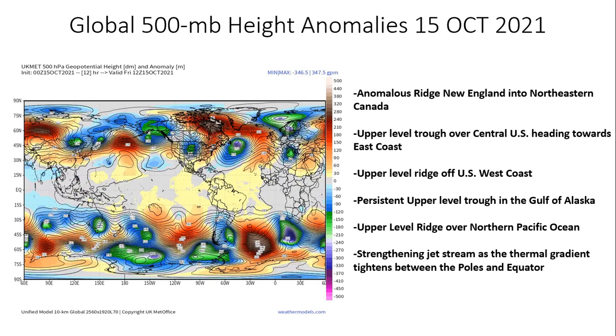I want to start off tonight's video with a look at the global 500 millibar height anomalies for the 15th of October 2021. 500 millibars is up at about 18,000 feet above the Earth's surface, by the way. Now, on the chart on the left, the greens and the blues generally indicate anomalously low 500 millibar heights, while the maroon and orange shadings indicate above normal 500 millibar heights. So wherever you see the orangish or maroonish colors, that indicates an upper level ridge, and the weather associated with ridges is typically drier with warmer temperatures.